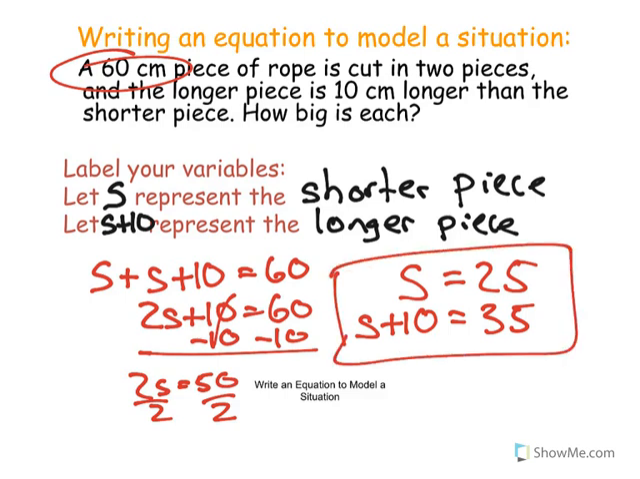So how big is each? Well, we'd be able to write a nice sentence. The shorter piece is 25 centimeters, whereas the longer piece is 35 centimeters.